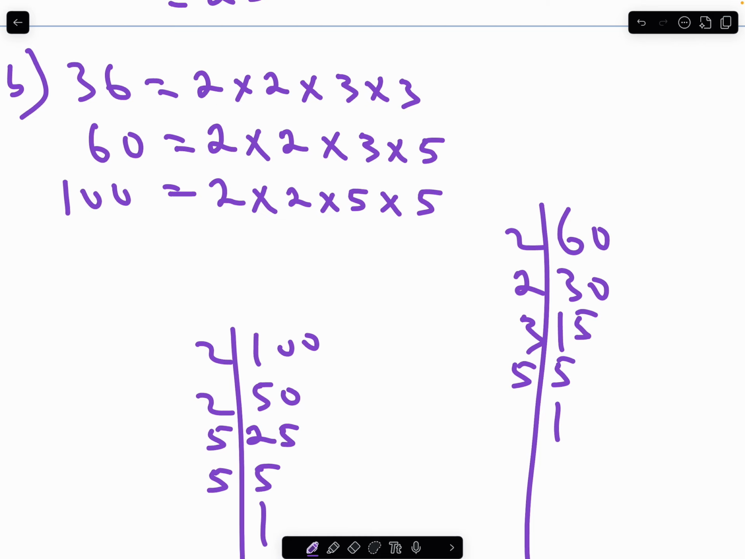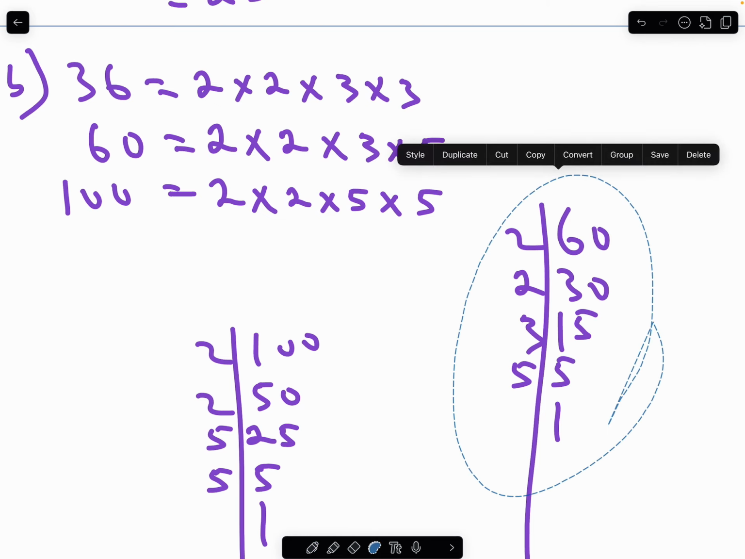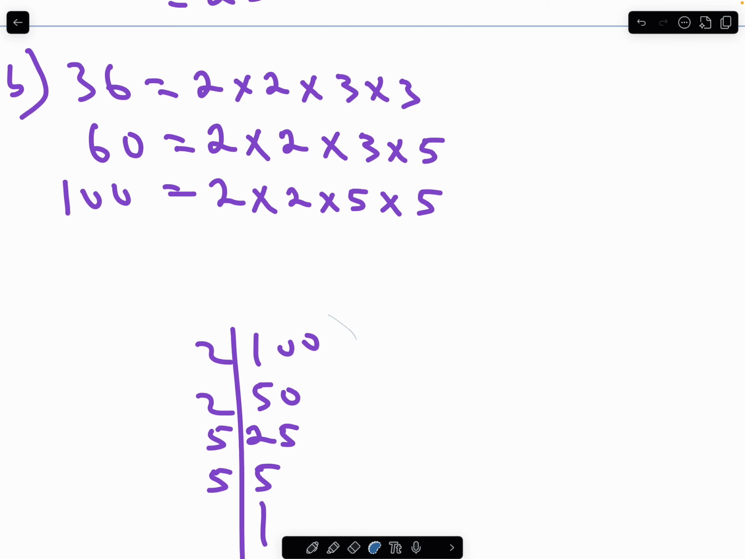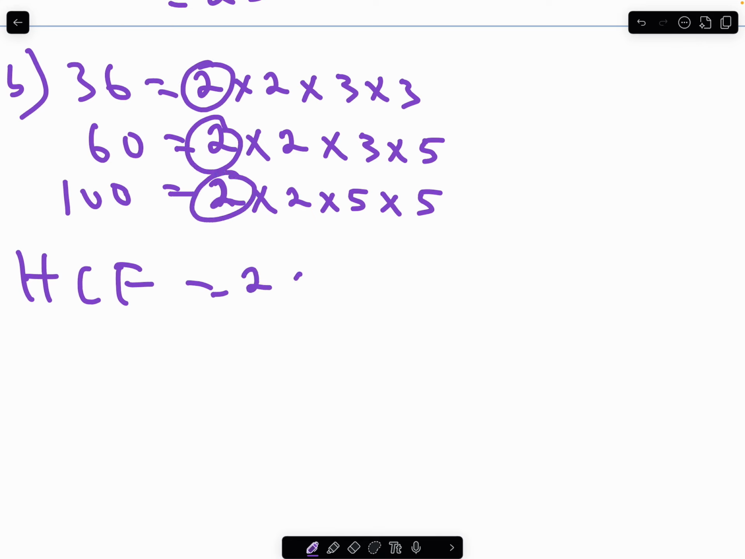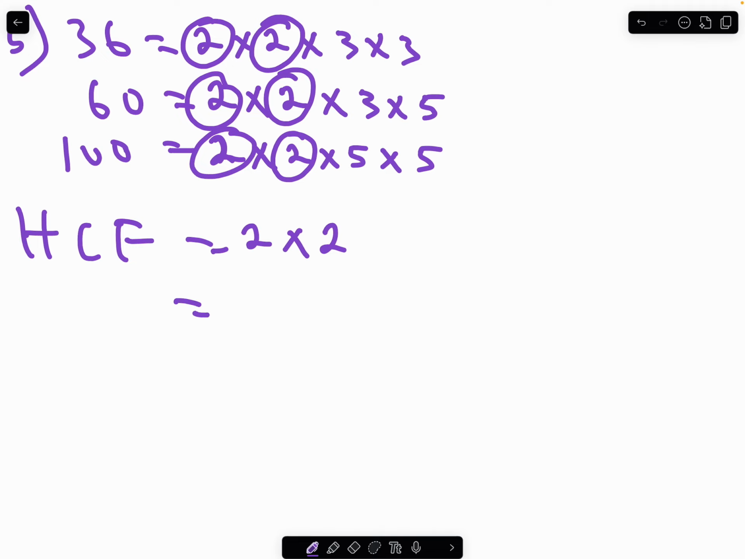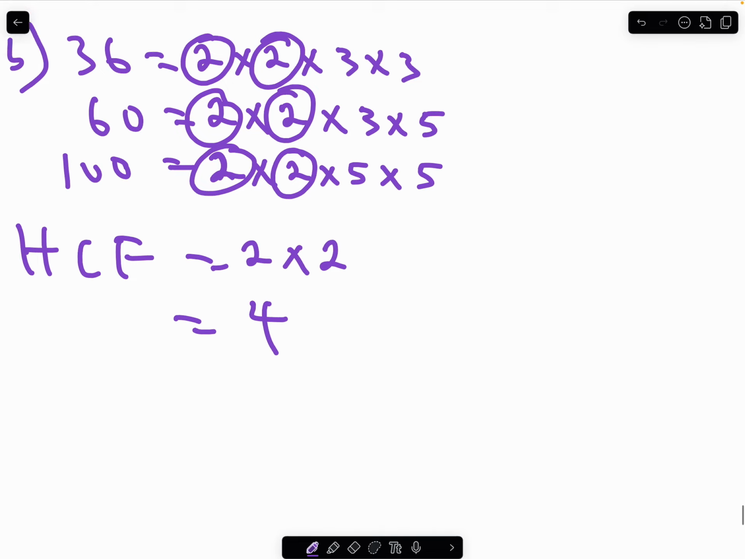Now, what is the HCF? Let's check that. The HCF will be equal to, there's a 2 here, there's a 2 here, and there's a 2 here. 2 times, there's a 2 here, there's a 2 here, and there's a 2 here. 2 times 2, and that's all. So that means the HCF is 4.